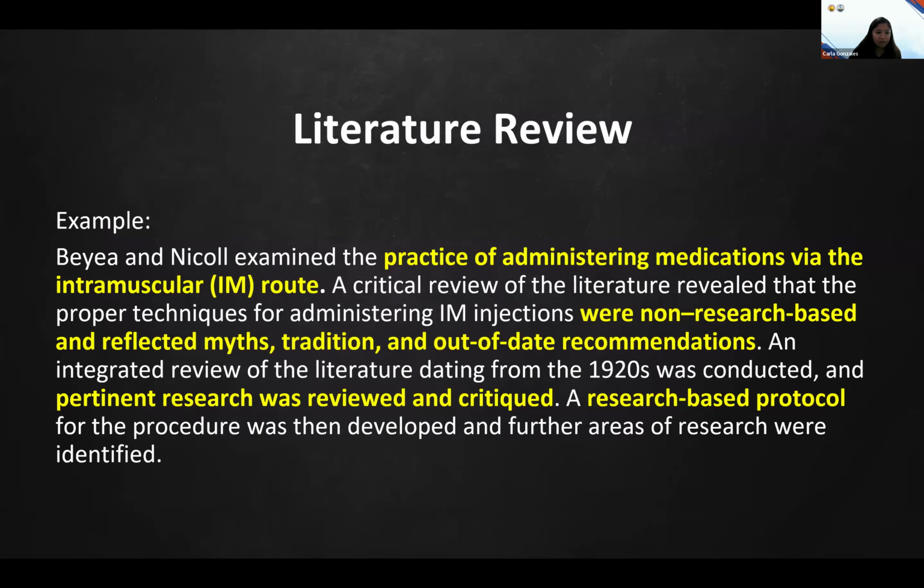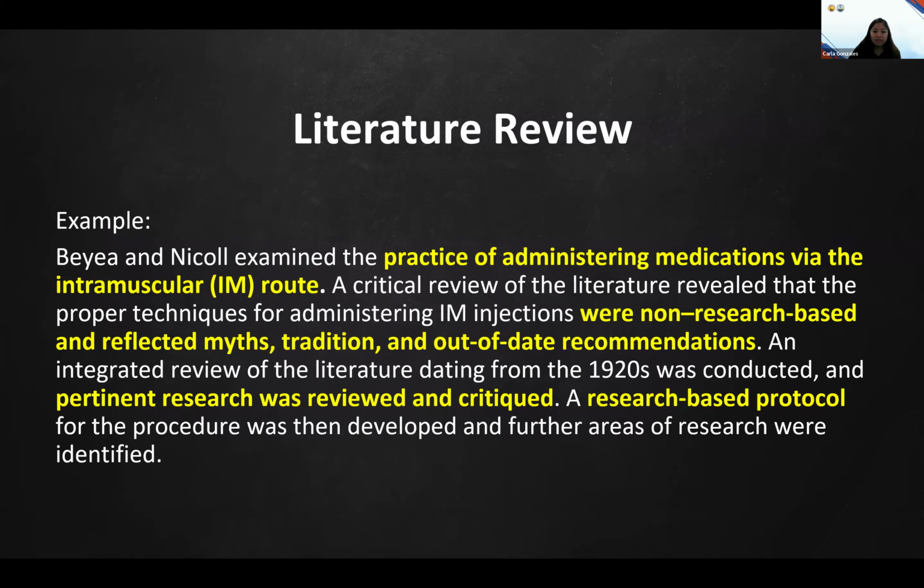This is a very old study. An integrated review of the related literature dating from the 1920s. It means those are their practices before the study was conducted. Then pertinent research was reviewed and critiqued. A research-based protocol for the procedure was then developed and further areas of research were identified.